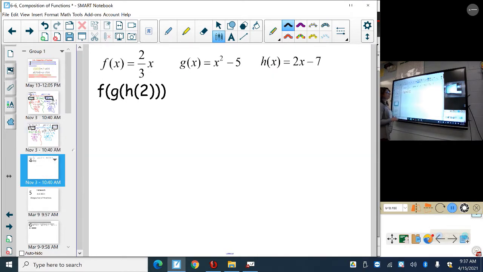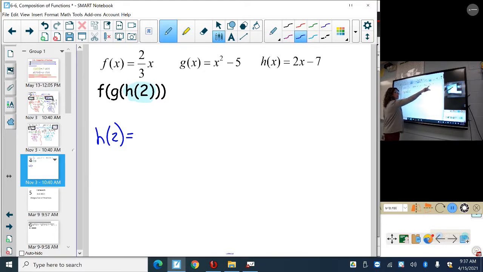Last example. This time I have 3 of them. So I have f at g at h at 2. And I have 3 unique functions, f, g, and h. So with that being said, I need to work from the inside out. So I'm going to take the h function, I'm going to do h at 2. Why? Because that is what is in the very middle of the function, from the very inside.